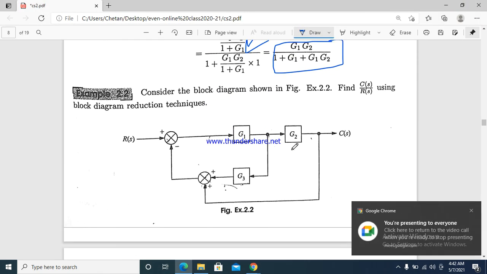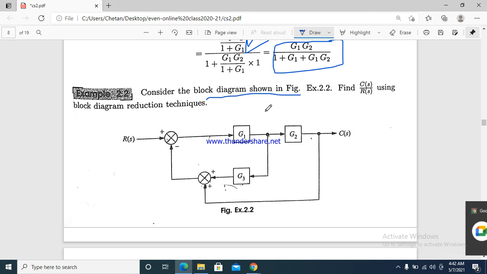We'll go with the next problem. Consider the block diagram shown in the figure. This is the block diagram. Find C(s) divided by R(s) using the block diagram reduction technique. By using the reduction technique, I have to find C(s) by R(s).